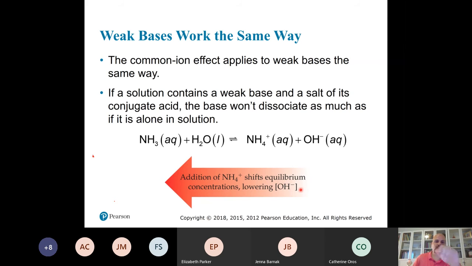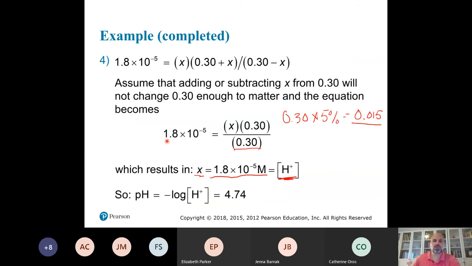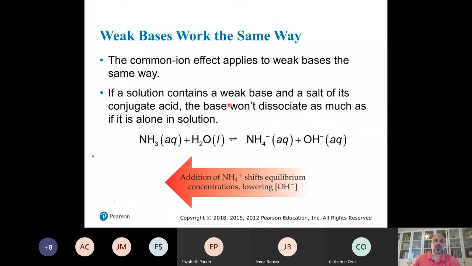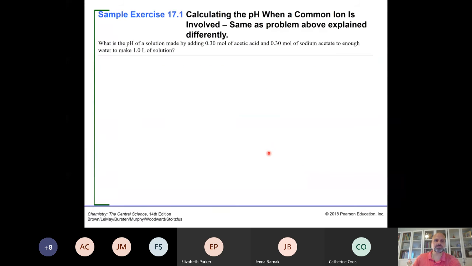So all you have to do is recognize that when we're talking about this common ion effect, we're talking about an acid and its conjugate base, or a base and its conjugate acid. So whenever we're talking about the common ion effect, always recognize that you have to pair the two.